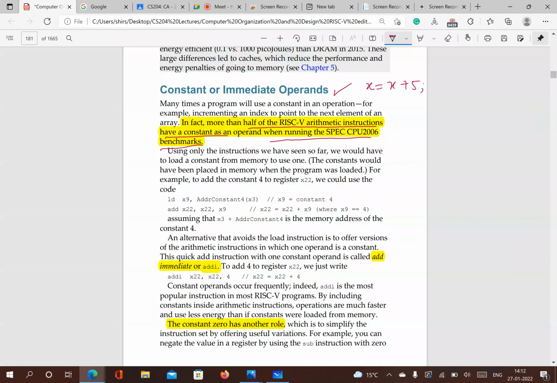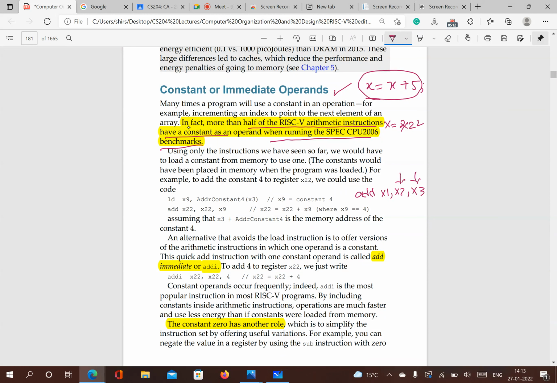So how to perform these operations? Till now we only know an add operation like this, right? Add x1, x2, x3 means add the contents of these two registers and store it in the third register. So here you can see the two operands must be stored in registers. If that is the only instruction available, then how will the compiler convert this code to assembly language code? First, suppose x is assigned to a register called x22.